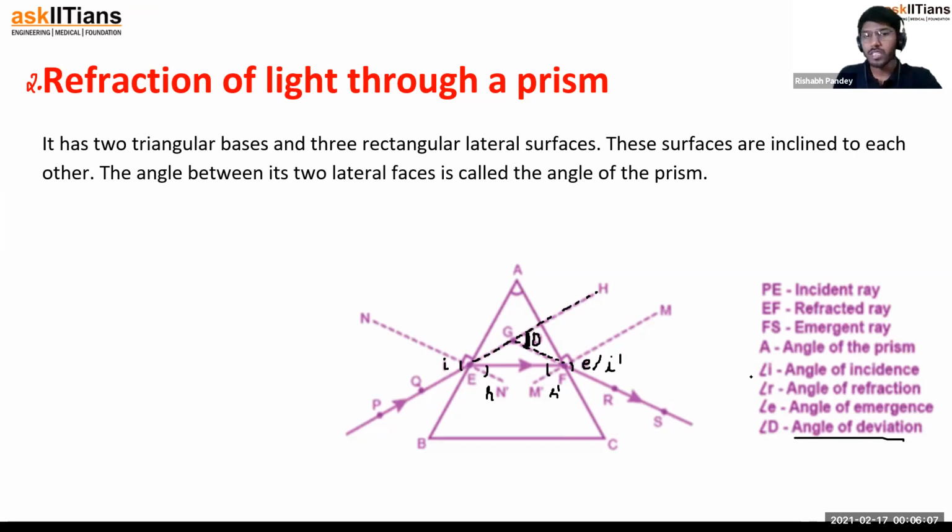4 angles which need to be discussed: angle of incidence, angle of refraction, angle of emergence, and this angle R dash as well, and obviously the angle of deviation. So these 4 angles need to be discussed in this situation. And yes, of course, the angle of prism as well. What's the angle of prism? Angle of prism is basically the property of the prism, the property of deviating a light, that is, how much it can deviate.